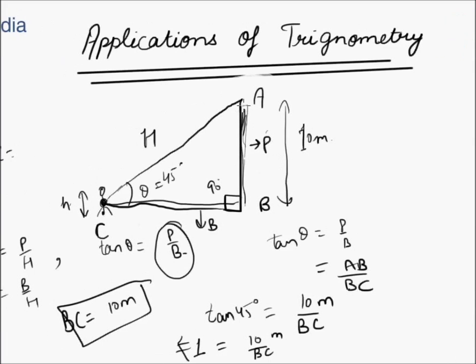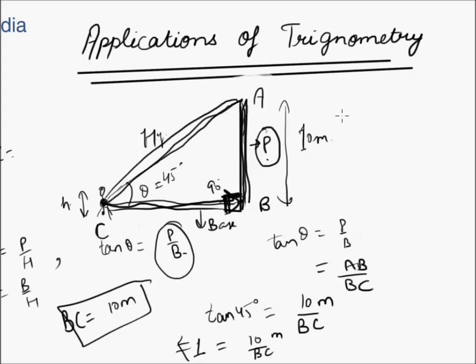The terms used are this perpendicular is denoted by P, short for perpendicular. This horizontal distance between the viewer and the base of the thing under study is base. This slanting length is hypotenuse, and this is 90-degree angle. The angle made by viewer on the top of this wall is known as angle of elevation.